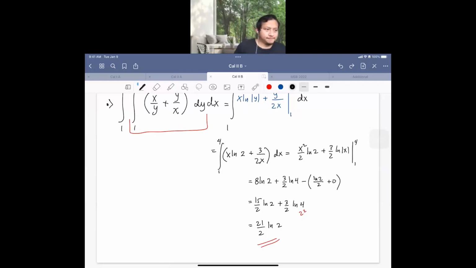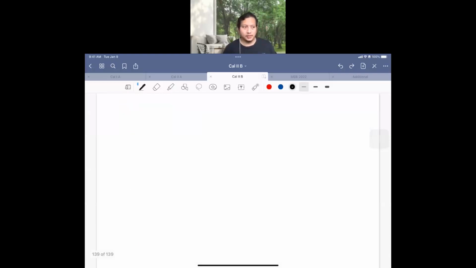Okay, I think I will go to the next slide. Okay, now 15.2 will deal with double integrals over general regions.